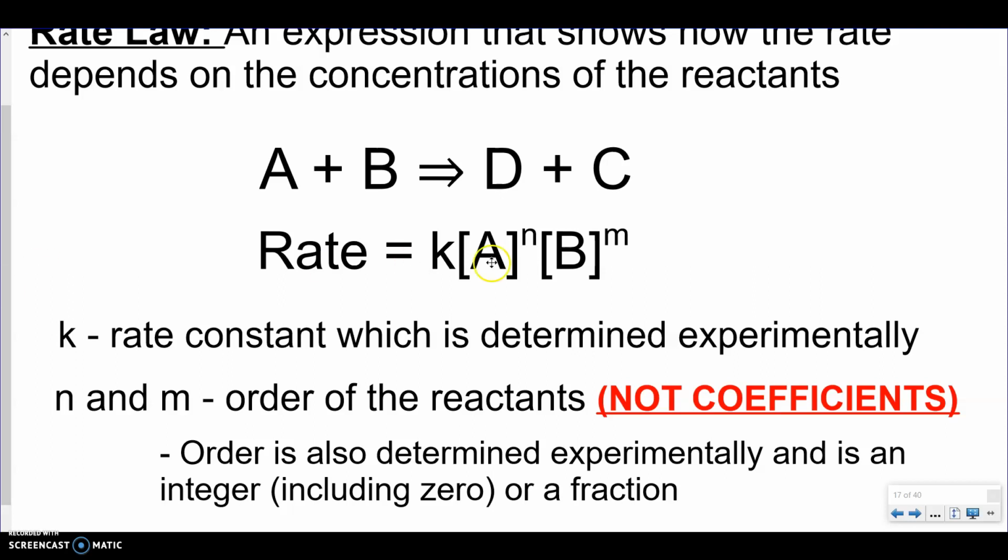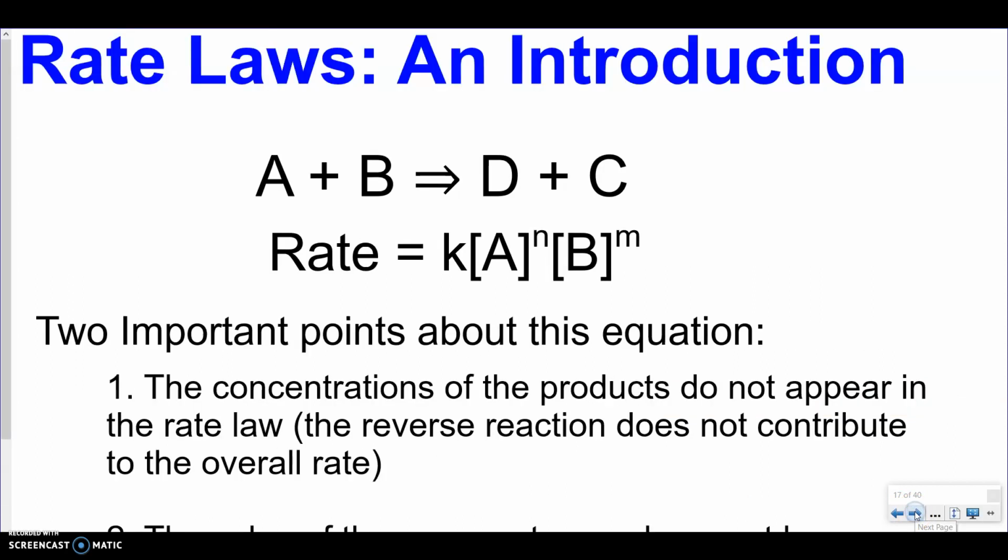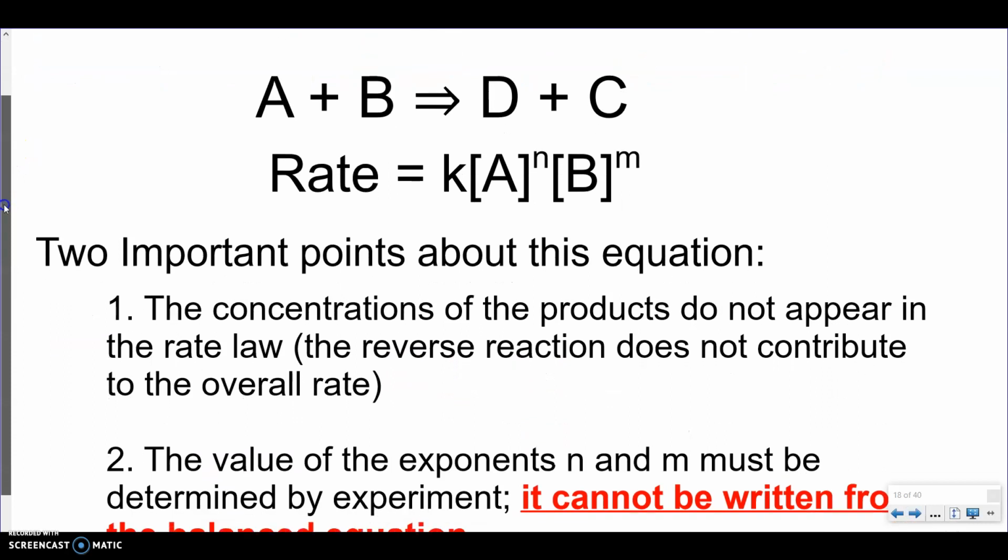The big thing I want you to recognize is that these values, these orders, n and m, do not come from the coefficients of the balanced chemical equation. They actually come from the differential data, or even the integrated data can allow us to calculate them too, but it is typically easier to get them from the differential data. So let's look at some differential data. Okay, actually, sorry, missed a slide. Let's talk about the rate laws.